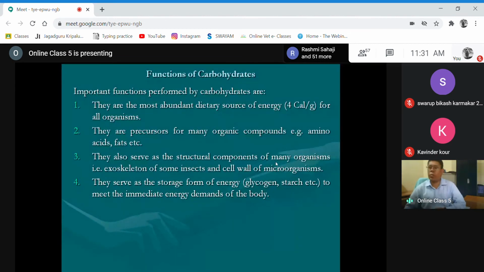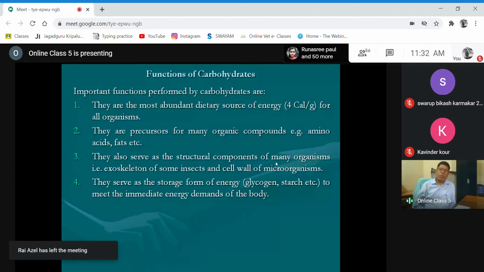The important functions performed: one, they are the most abundant dietary source of energy, and they produce about 4 calories of energy per gram for all the organisms. So if these carbohydrates are digested or oxidized in the living organism, then the amount of energy produced is equal to 4 calories per gram in all the living organisms.